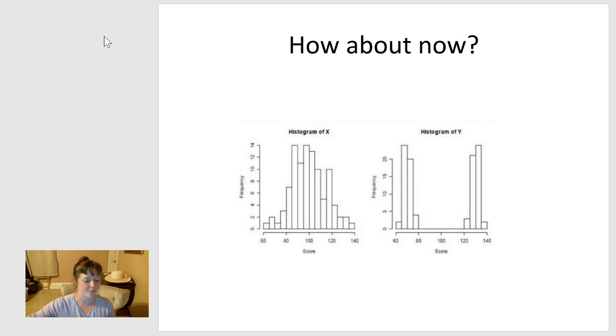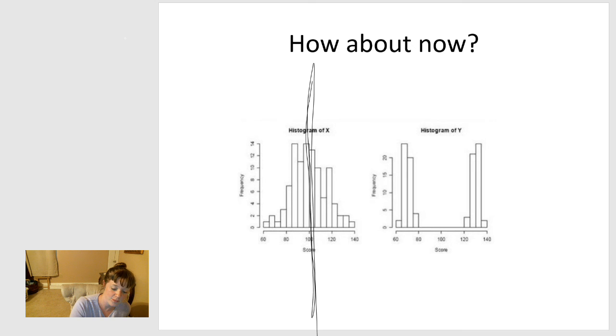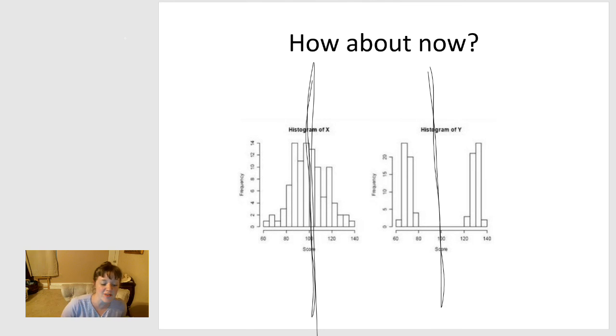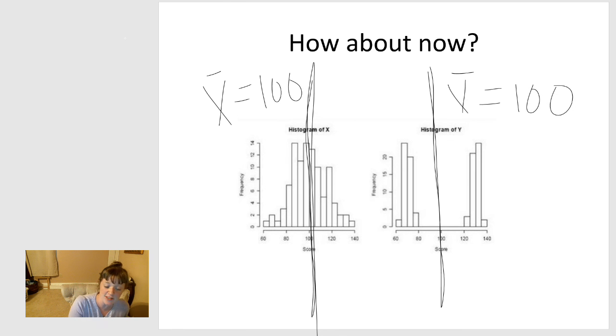How about this one? Again, we have two roughly symmetric distributions, which means that the average is going to be in the middle. So in both of these cases, the average is 100. X bar equals 100 here, X bar equals 100 here, and they have the same range, 60 to 140, 60 to 140. But very different spread here, right? And now my question again is, A or B? Which one has the largest standard deviation?